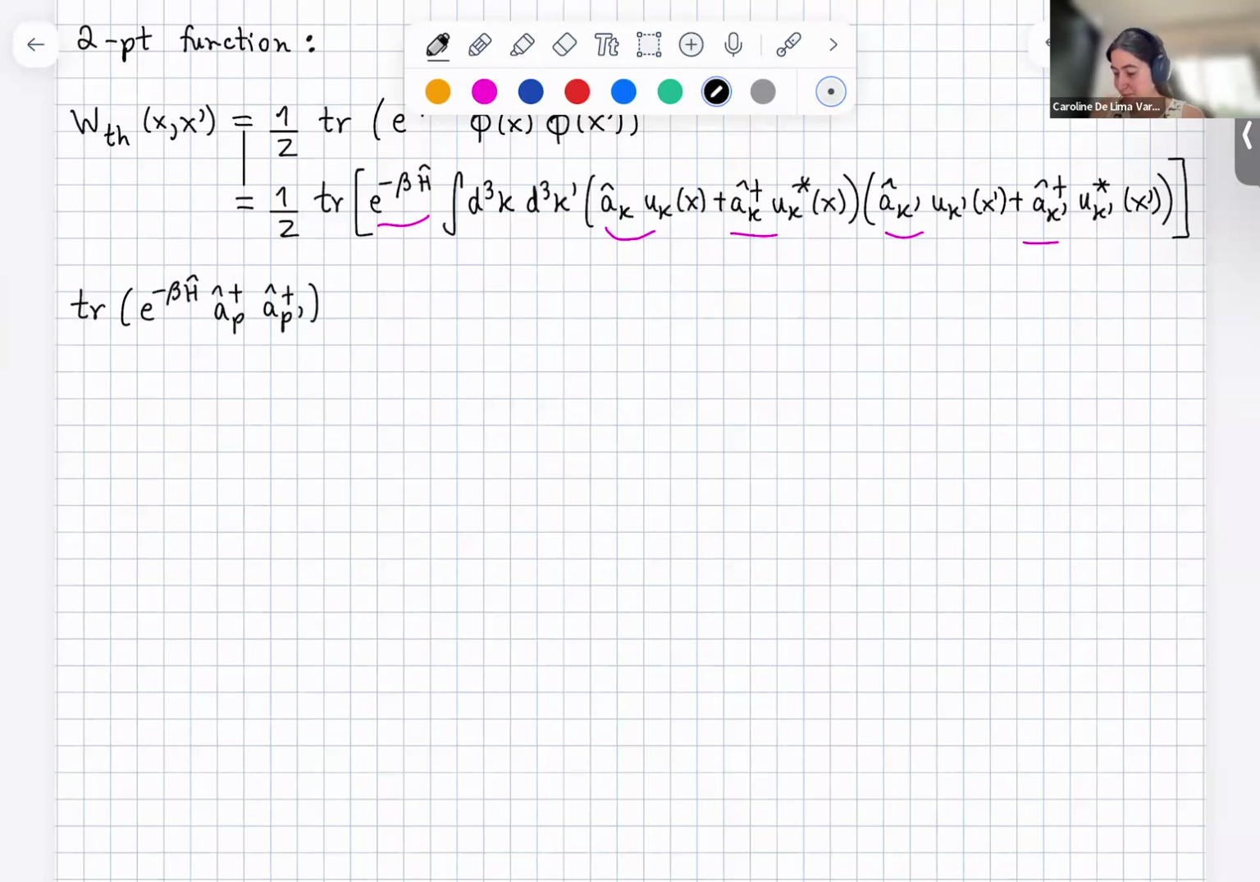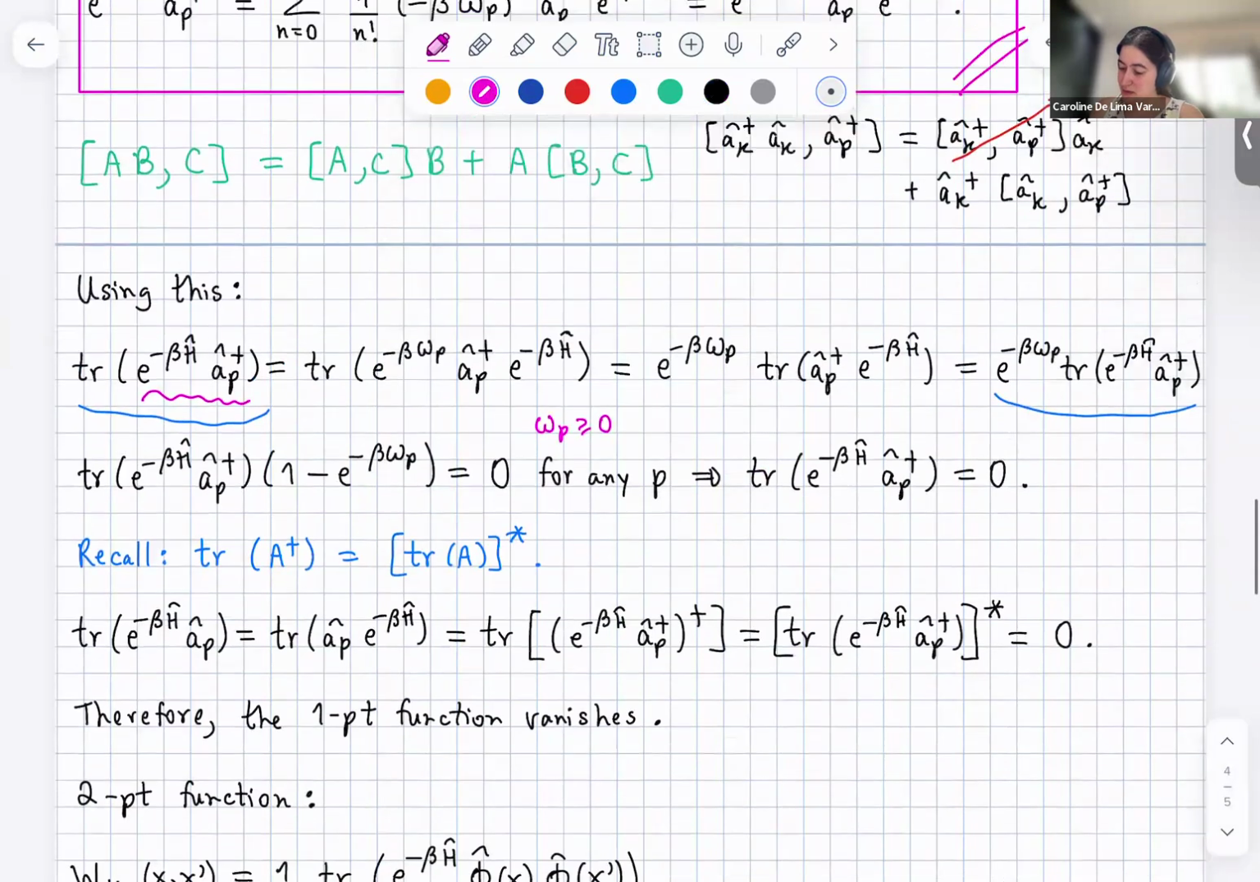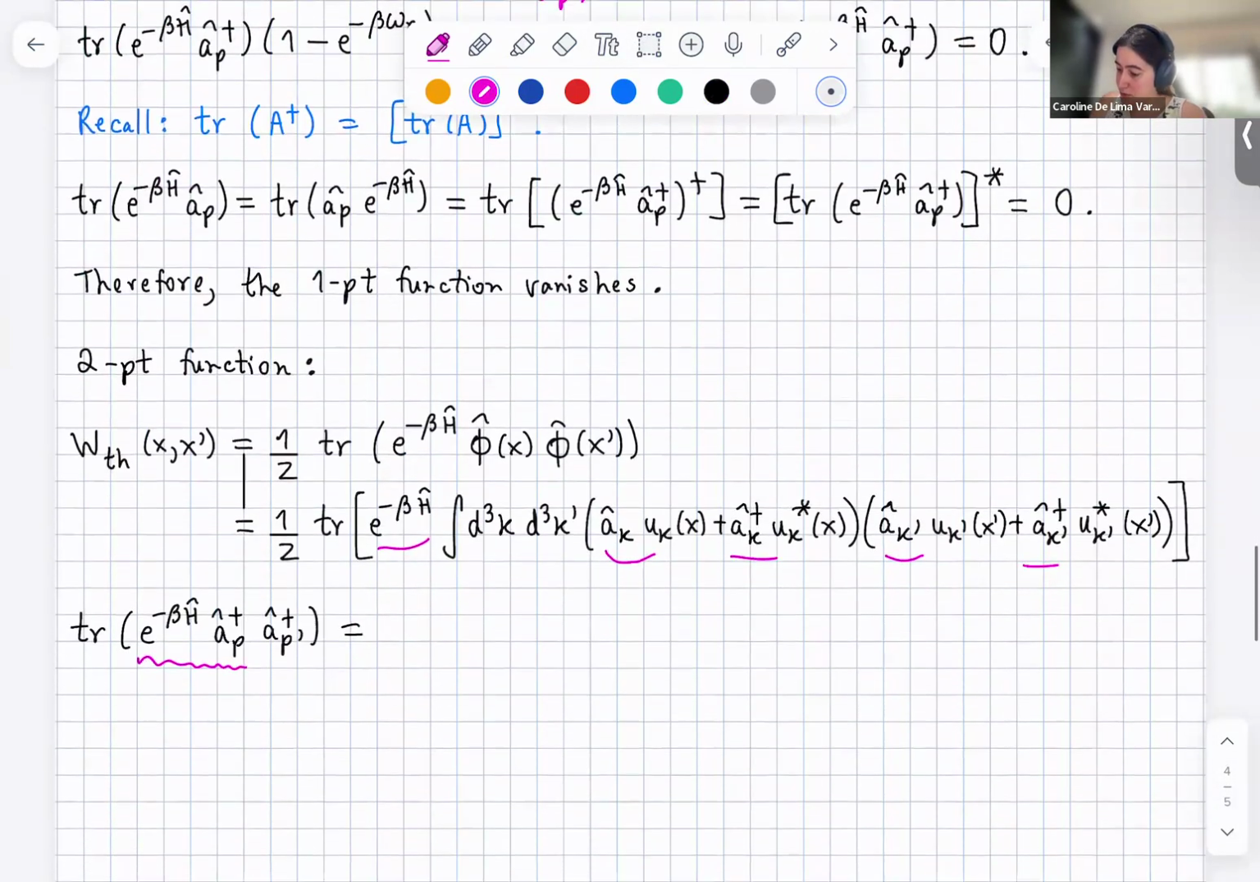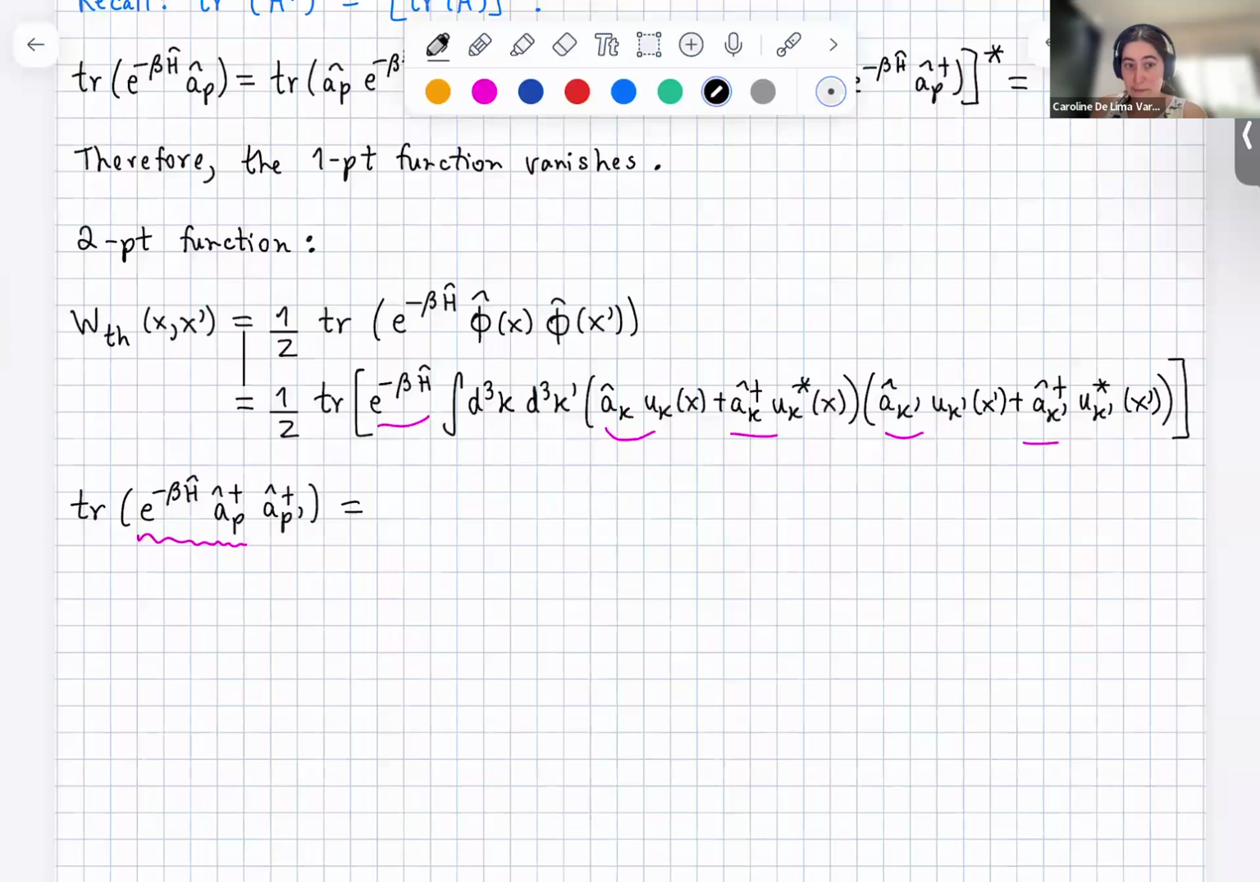Okay, so as I said, the pink identity is going to show up many times, so we already start with it here. Remember, we have that e to the minus beta h times the creation operator is going to pull out this term times a dagger times e to the minus beta h. So let's do this. We already know that this is going to be just a scalar factor, so I can say minus beta omega_p, right? Times the trace of a_p dagger e to the minus beta h, and then a_p prime dagger, right?